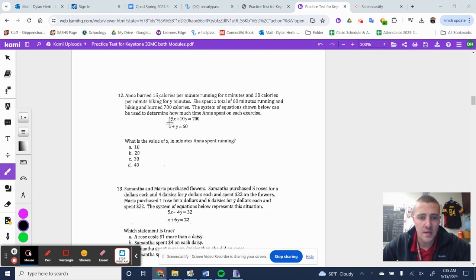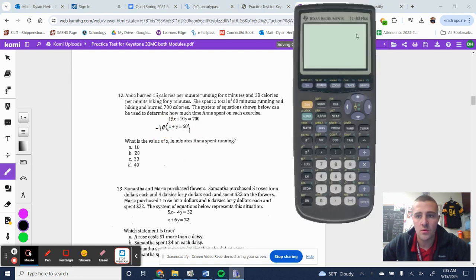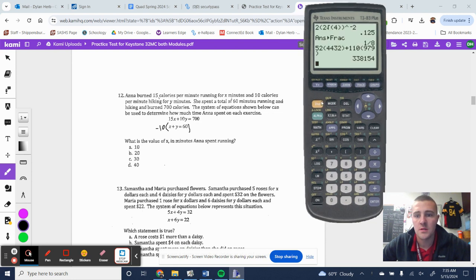You could do this using elimination by multiplying the second equation by either a negative 10 or a negative 15. That'll make it pretty easy. Or you could use your calculator. So you hit second matrix, go over to edit, hit enter. These have to be in standard form for using the matrix. They are. So 15, 10, and 70 are the coefficients for the first equation, and the coefficients for the second equation are 1, 1, and 60.